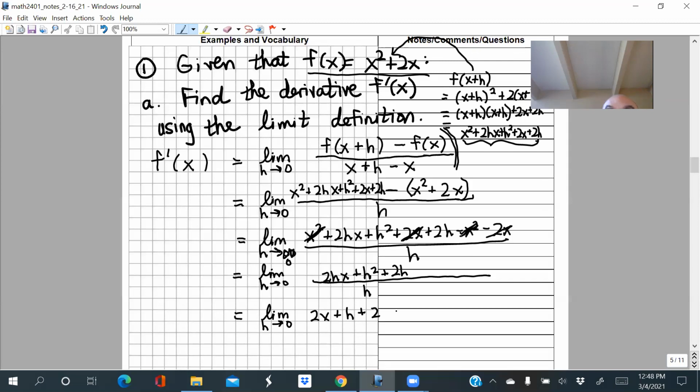2x plus 2. Yeah, when h goes to 0, this goes to 0, right? This doesn't go to 0, this doesn't go to 0 because they don't involve h. But that term goes away, and you're left with 2x plus 2. Notice at this point you can drop the limit because we've already considered what happens as h goes to 0. As h goes to 0, we just get left with 2x plus 2.